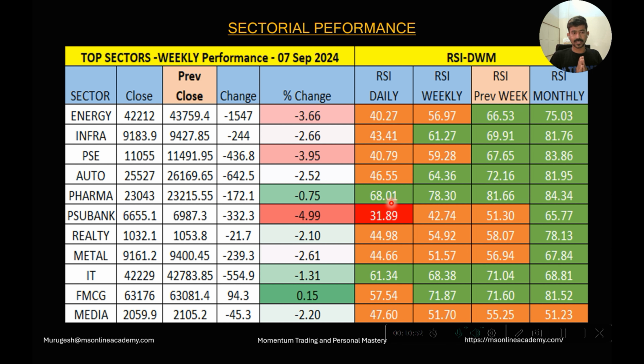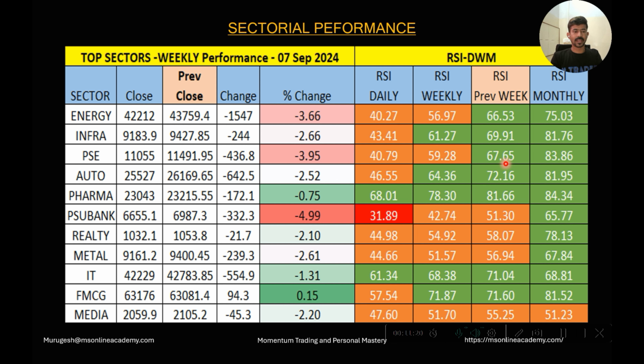Okay, understand? So if we are thinking about the long side, we have two sectors where we are going to take long positions: one is pharma and another one is IT. But we need Indian market support like Nifty and Bank Nifty also. Apart from that, we have FMCG. In weekly it is super bullish. I mean, it is holding 70 and 80.